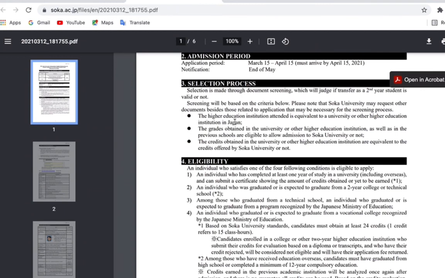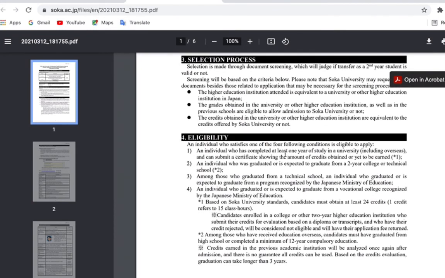So the higher institution attended is equivalent to a university or other higher education institution in Japan. The grades obtained in the university or other higher institution, as well as in the previous schools, are eligible to allow admission to Soka University. The credits obtained in the university are equivalent. Okay. So eligibility: you've completed at least 1 year of study in a university, including overseas. Graduated or is expected to graduate from a 2-year college. Among those who graduated from technical school, an individual who graduated or is expected to graduate from a program recognized by the Japanese Ministry of Education, or an individual who graduated or is expected to graduate from a vocational school.